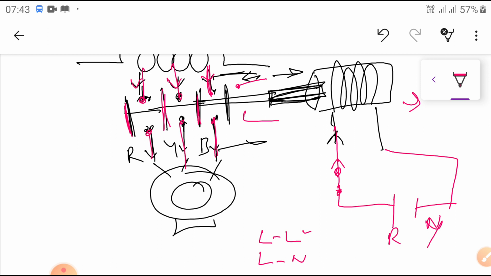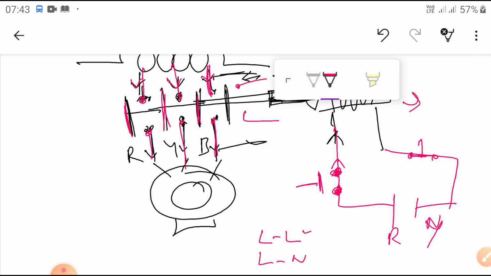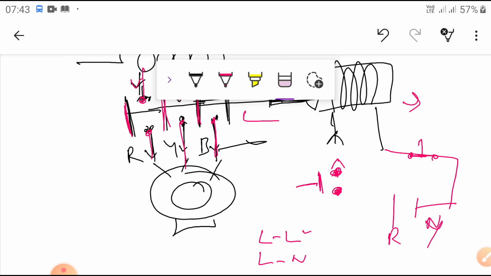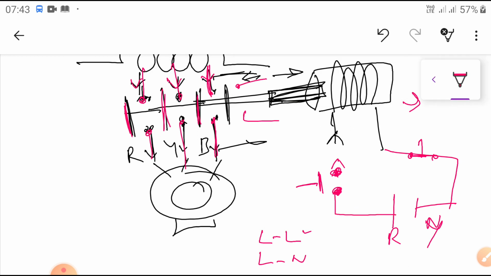I am going to provide some switches. I provided normally open and normally closed switches. Initially this switch is open, so no current is flowing here. Okay, so you can see it. It is connected here. Under normal condition, the motor is drawing the current. It is in standstill condition, speed n is equal to 0.